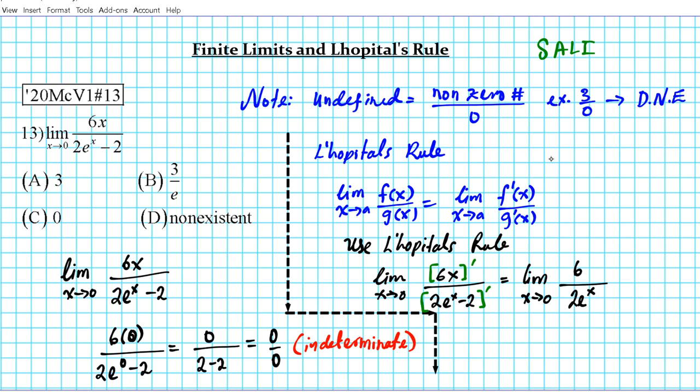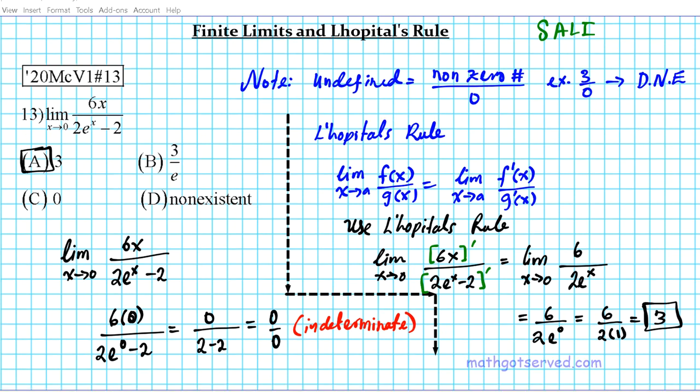Now we're just going to sally it. Again, just substitute first. What do we get? We substitute, that's going to give us 6 over 2e^0. So that's going to be 6 over 2 times 1. Remember, e^0 is 1. And then 6 over 2 is 3. Ladies and gentlemen, the answer to question number 13 is option letter A. So that's basically how you use L'Hopital's rule to find finite limits.